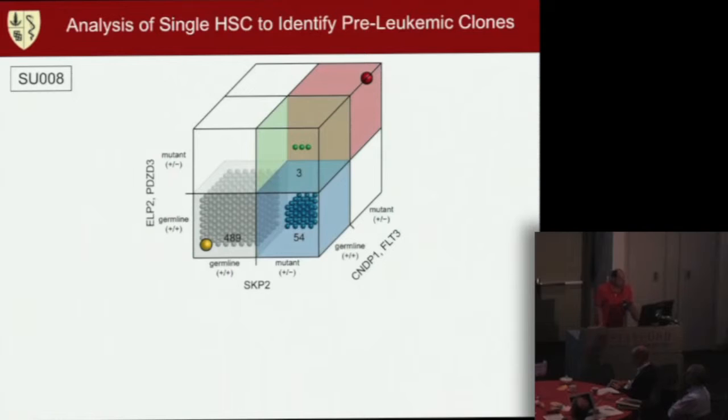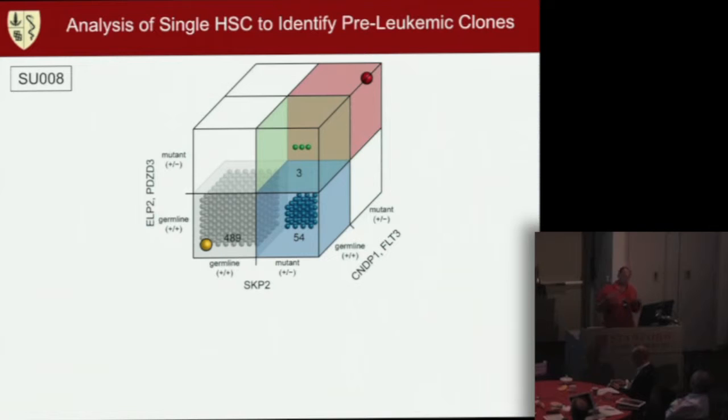And here's an example of data from one patient where we looked at about 500 different cells, and the different axes represent different mutations that always co-occurred, and each blob represents a single cell. The vast majority of the cells had none of these mutations. About 54 of them had SCIP2, so there's the vast majority with none, and there's the 54 with SCIP2 on this axis. And then there were 3 cells that had SCIP2 and ELP2 and PTZD3, and there was 1 cell that had all of those mutations and CNDP1 and FLT3.